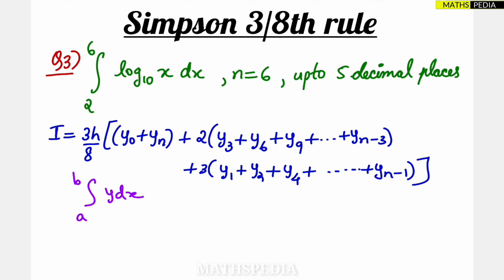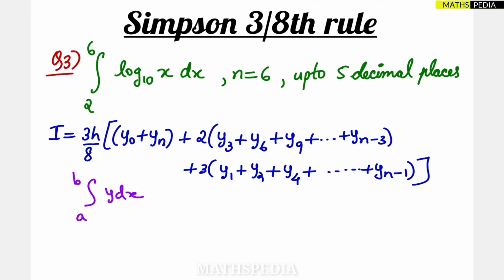If it is not mentioned in the question, then you try to take 3 or 6. 9, don't take, because it will be a lengthy method; lengthy calculation is required. Okay. So the value is given, so I is equal to 3h by 8. So first term, last term, plus 2 times the multiples of 3 you have to consider. Always write in this order only.